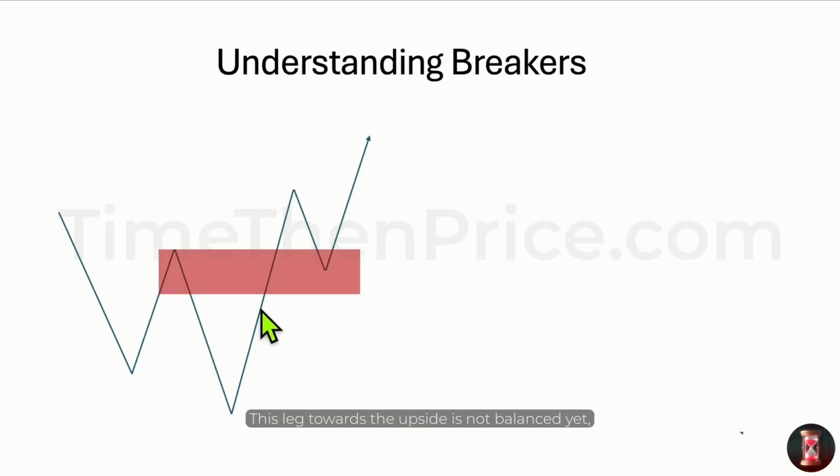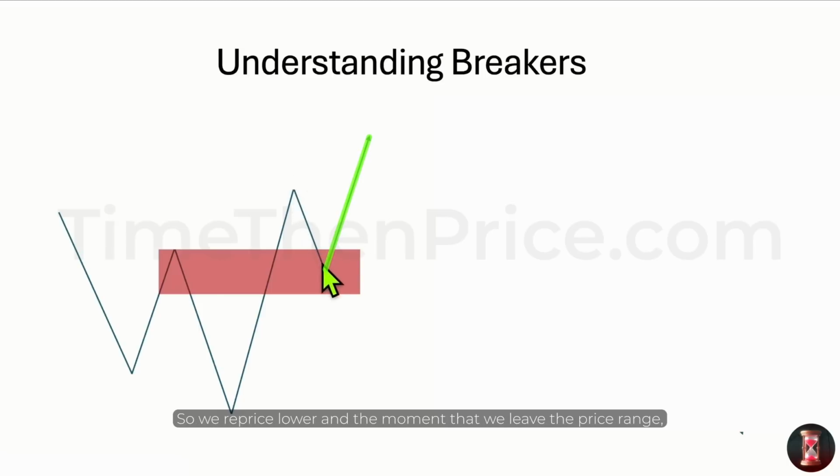This leg towards the upside is not balanced yet, because what forms during this expansion leg towards the upside? A BC, a bullish fair value gap. So the market has to retrace over sell side into that bullish fair value gap, into that old high, into that bullish breaker, and we can then anticipate the market to reprice towards the upside.